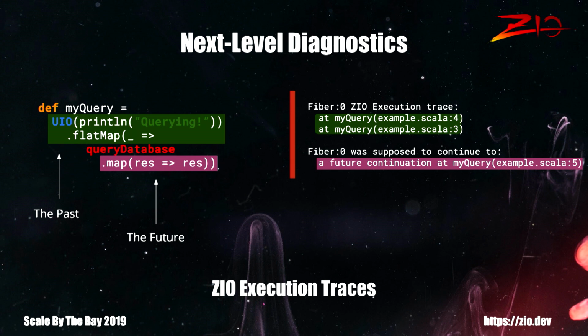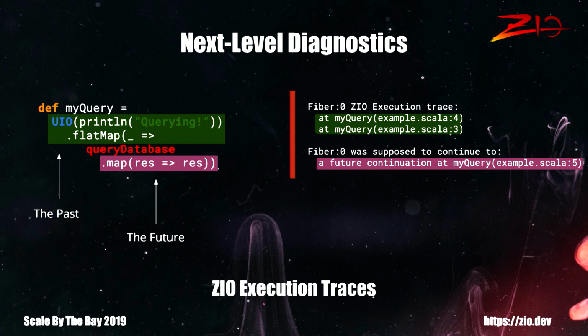Now, John, tell me, how do these execution traces actually work? Yeah, so execution traces, unlike stack traces with Future, tell us every single line of code leading up to the failure. Not just every single method, but every single line of code, even in a for comprehension, leading up to the line that failed. And not only do they tell us what did happen in the past, they also tell us what would have happened in the future had that line of code not failed.